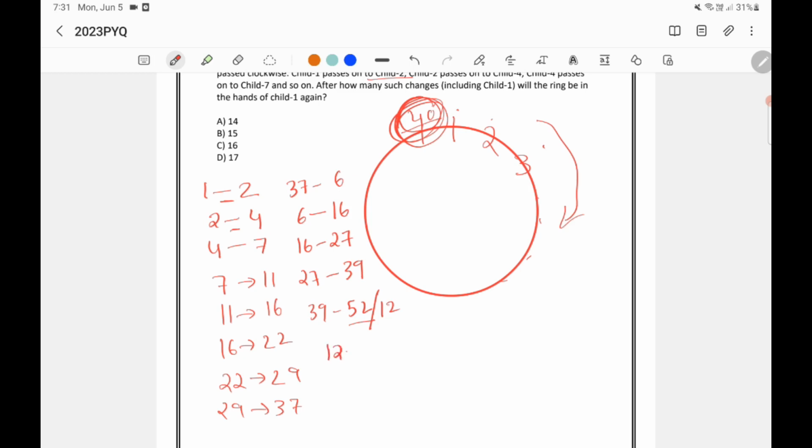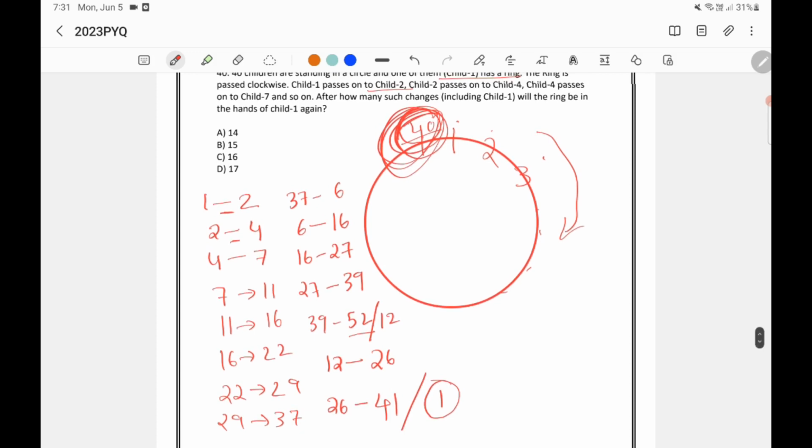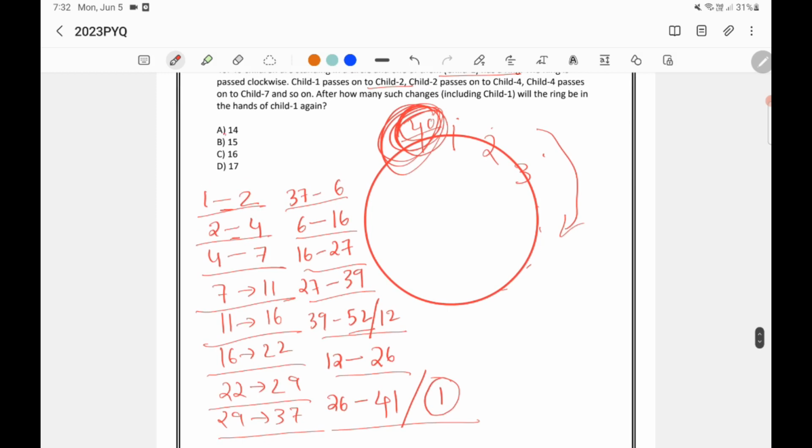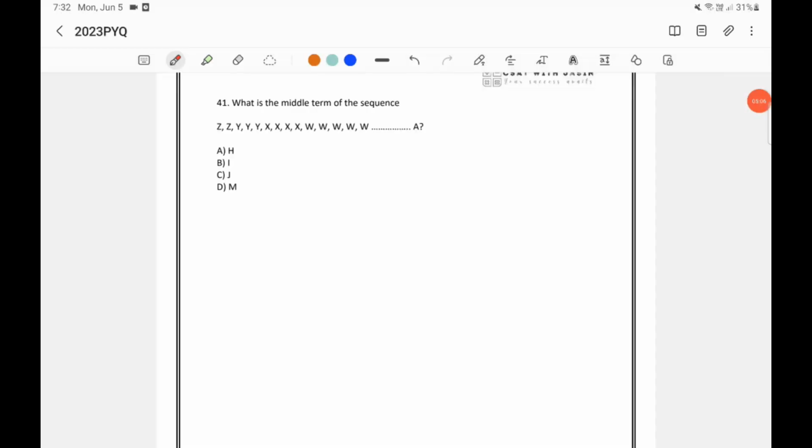From 12 we need to add 14. So that is 26. From 26 we need to add 15. So 26 plus 15 is 41. Again we know that only 40 students are there. So 41 means it is 1 itself. So now 1 got the ring. So how many changes are there? 1, 2, 3, 4, 5, 6, 7, 8, 9, 10, 11, 12, 13, 14 and 15 changes are there. So B is the right answer. Okay, so let's move on to the next question.